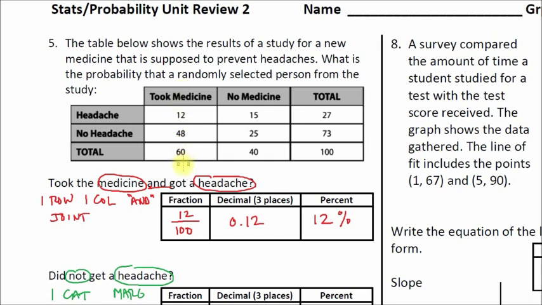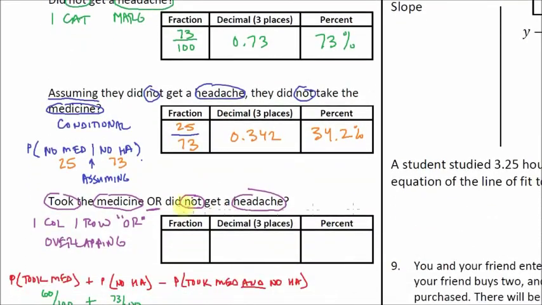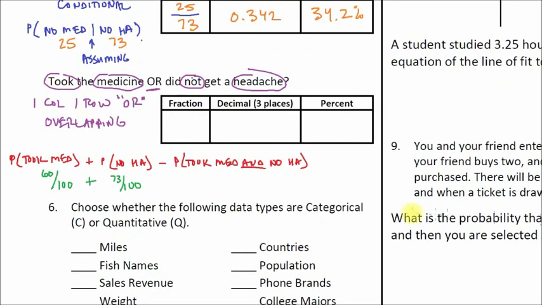They're in the took medicine column. They're also in the no headache row. So we've got to get rid of that double count. You've got to get rid of the people who took medicine and didn't have a headache, and that's 48 people. We've got to subtract out 48 that are double counted. And then remember, when you add and subtract fractions, the denominator always stays the same. All you do is add and subtract the numerator. So 60 plus 73 is 133 minus 48 is 85. So our probability is 85 out of 100.